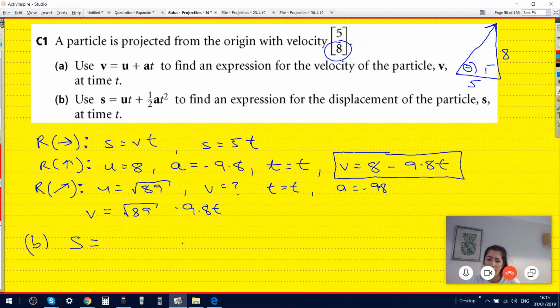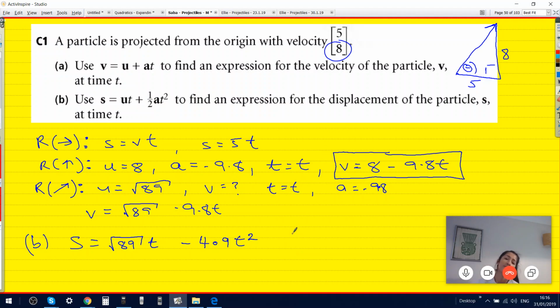And the ut, is that the root 89 then? So that's root 89t. But I thought U was... I don't know. Because in the first one, U is 8.